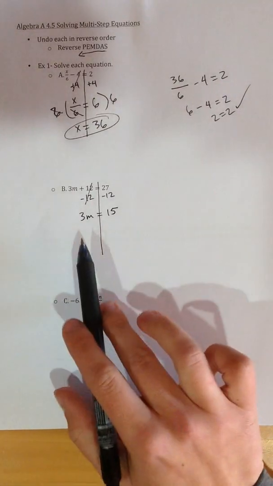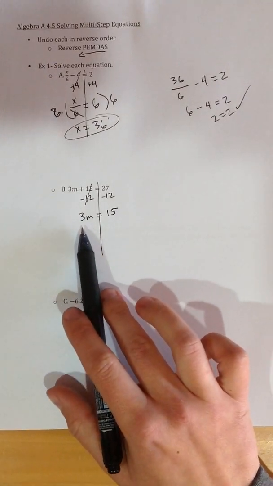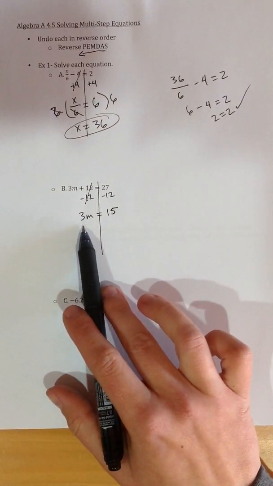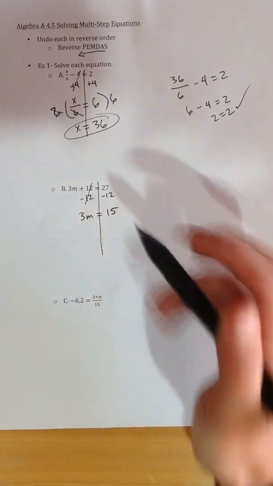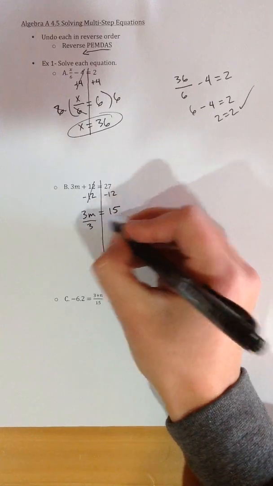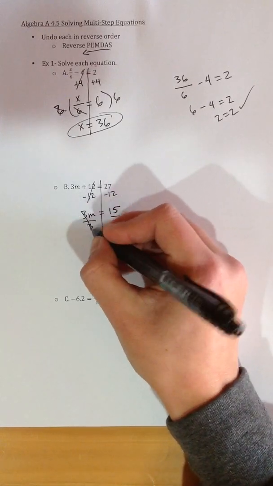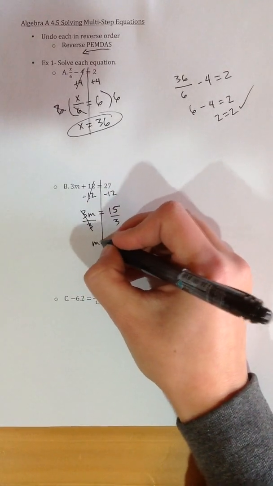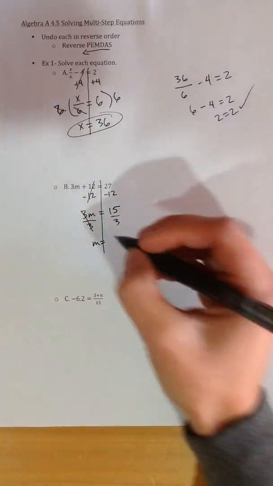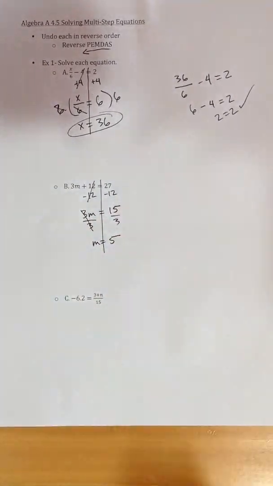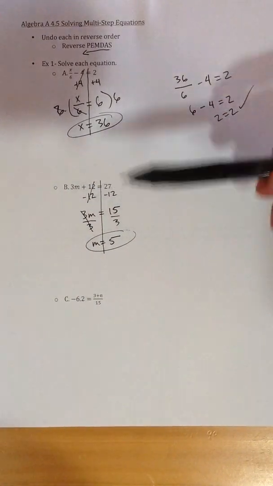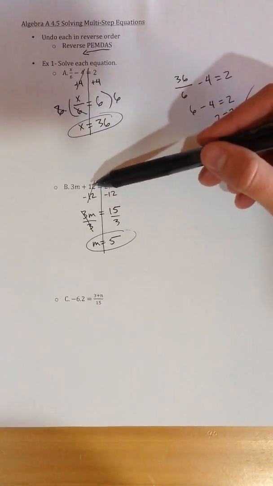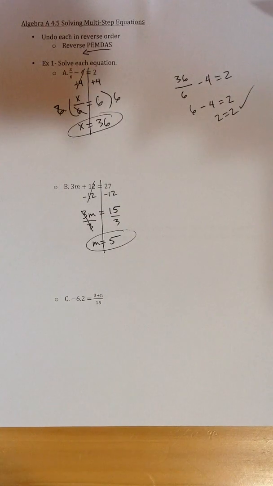And then my last step here, I took care of my add subtract, so now I have to do my multiply divide. So here I've got 3 times m. To get rid of multiplying, I need to divide by 3 on each side. So then those will go away, and I'll have m is equal to, and then if I do 15 divided by 3, I should get 5. Then again, you could plug that back in there. 3 times 5, 15, plus 12 should give you your 27.